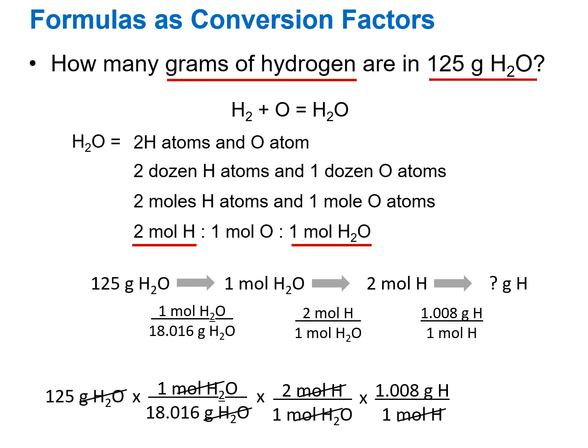Now I can do the math. I can take 125, multiply it by 1, multiply it by 2, multiply it by 1.008, and I can divide it by 18.016. And when I do all of that, I end up with 14.0 grams of hydrogen. So this kind of really puts it together how we can take molar mass and our understanding of formulas and put it all together and actually use it as a rather powerful tool when trying to figure out what we're dealing with as far as different amounts of stuff. So that's that. I hope that makes it clear for you.